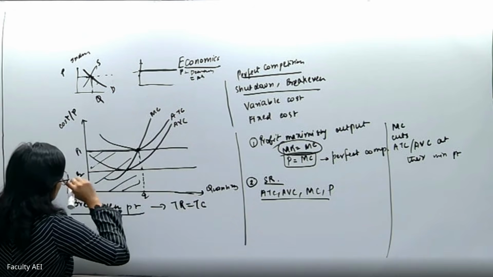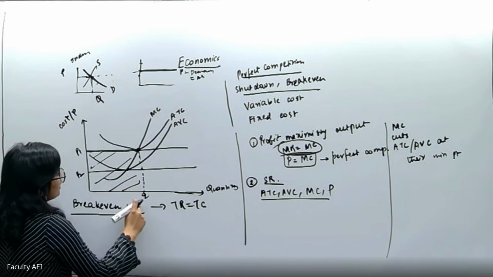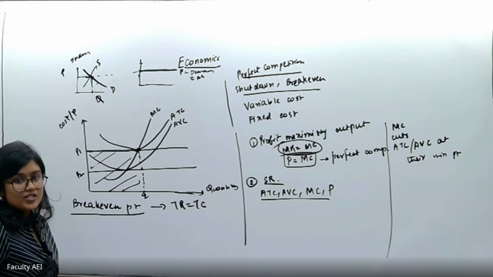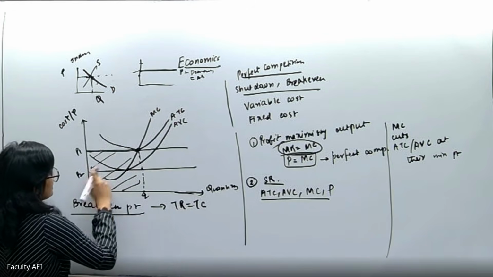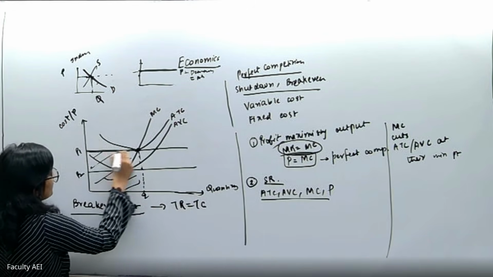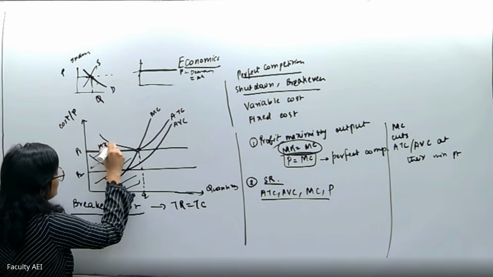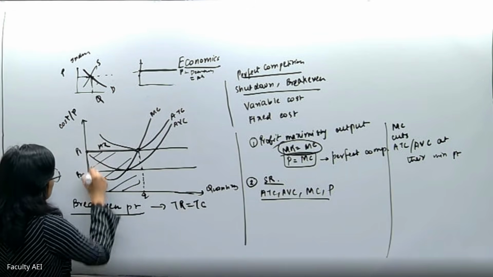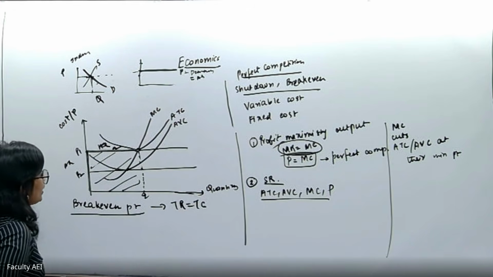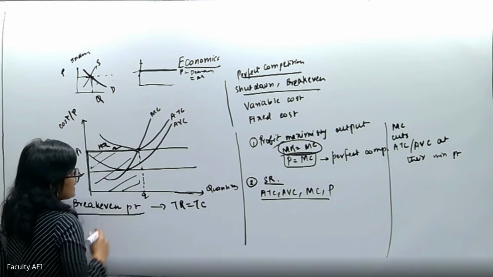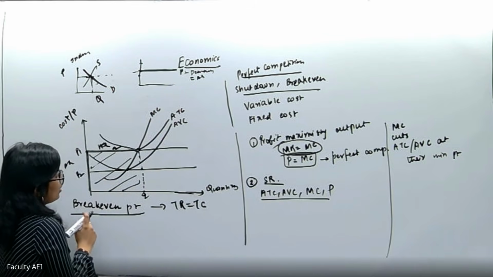So this is the point, because what is the total revenue? This area is the total revenue. Price is equal to average revenue is equal to marginal revenue. Total revenue is average revenue into quantity. So what is the area of this? Length into breadth: average revenue is the length, and this is the breadth, quantity. So average revenue into quantity is the area, which is the total revenue.